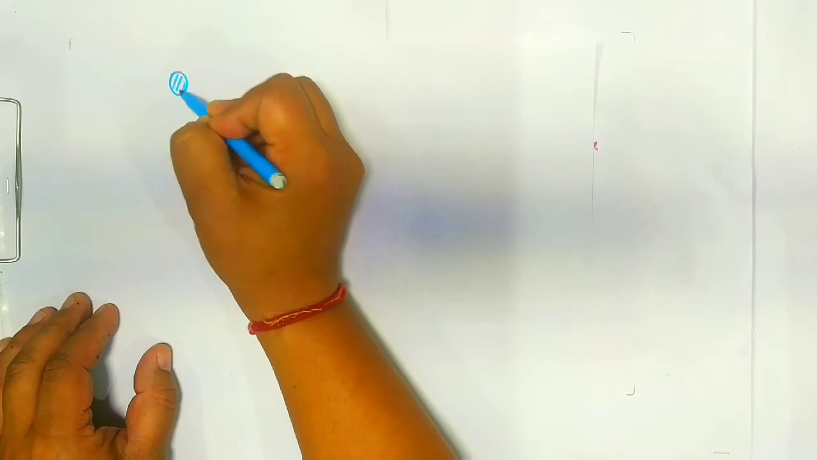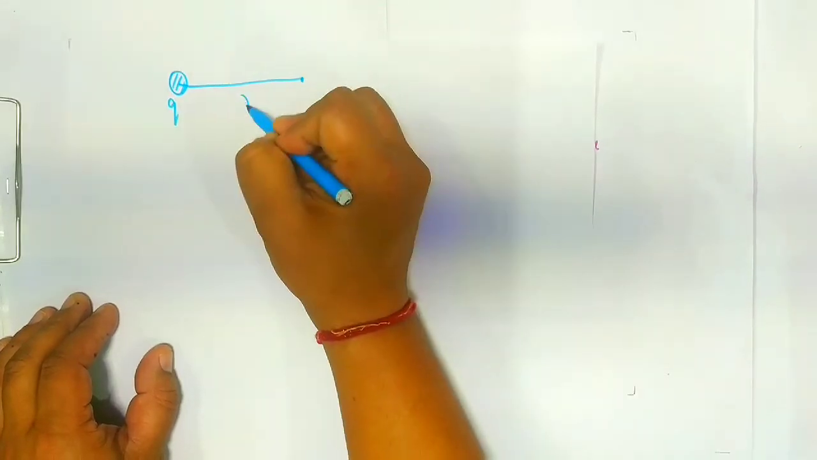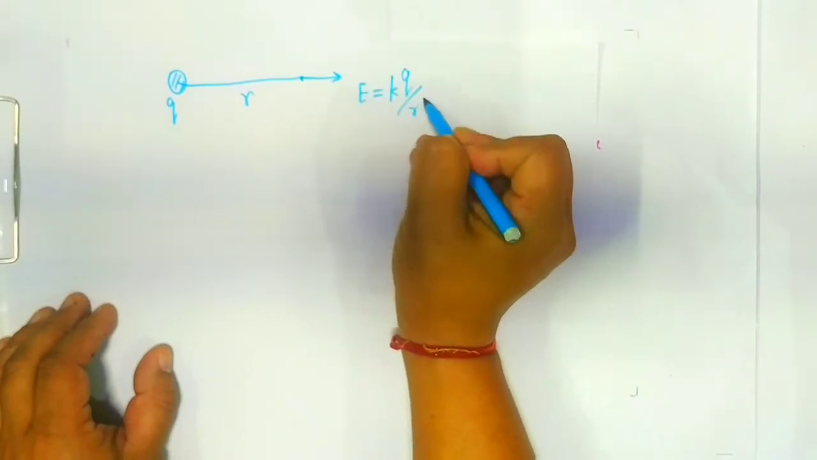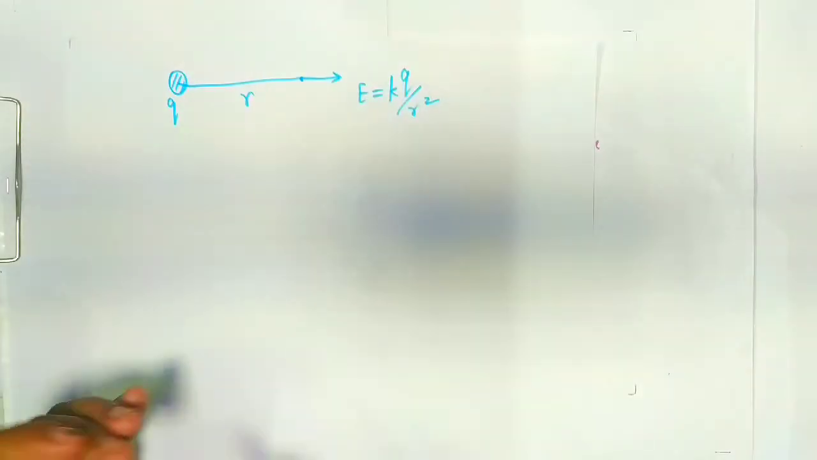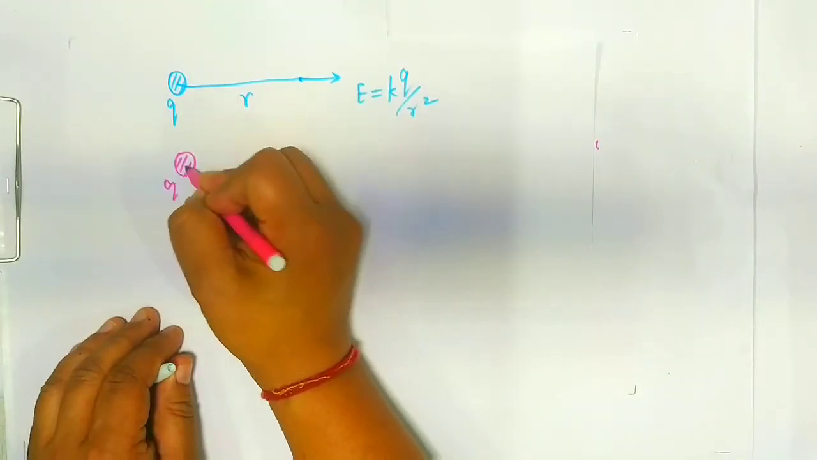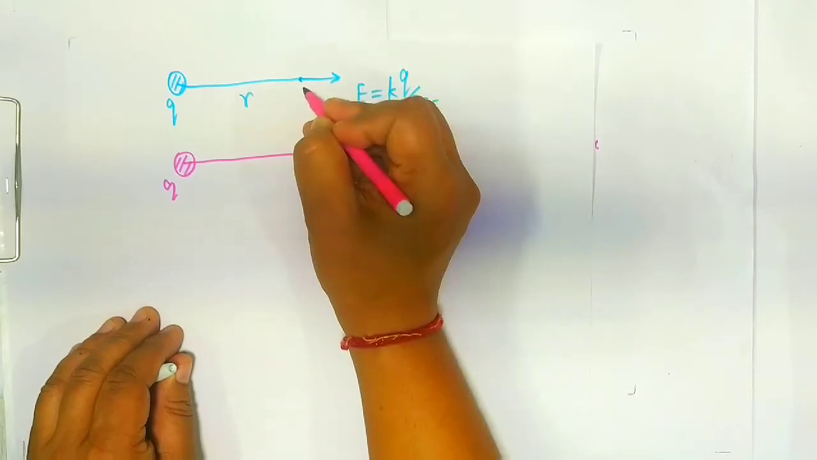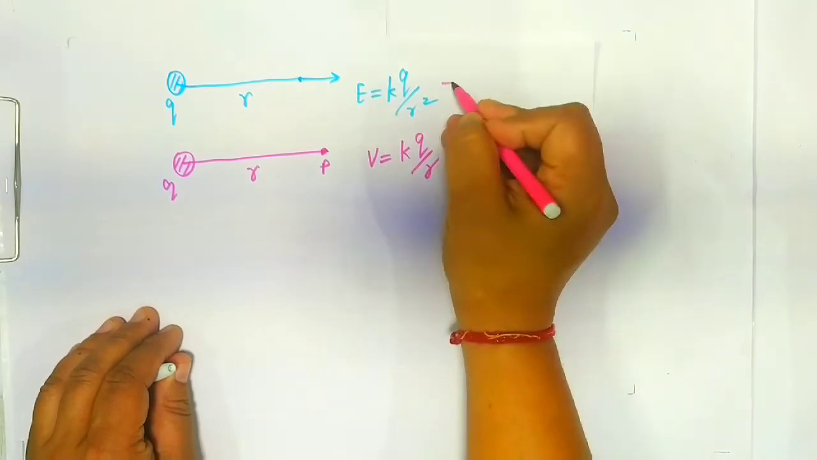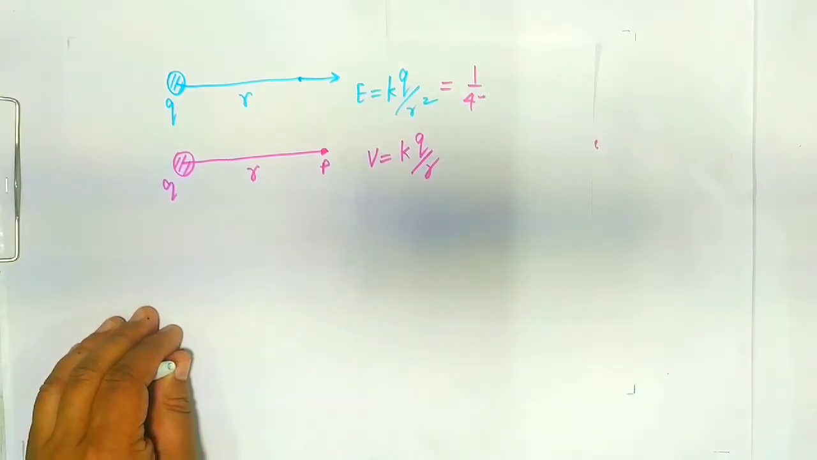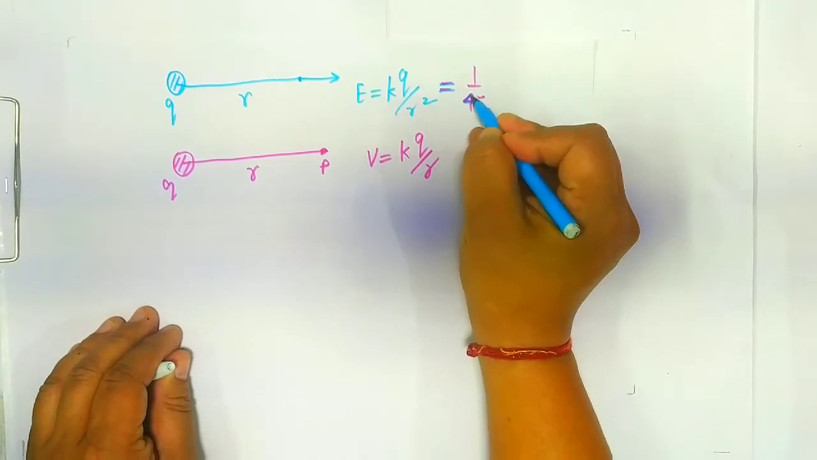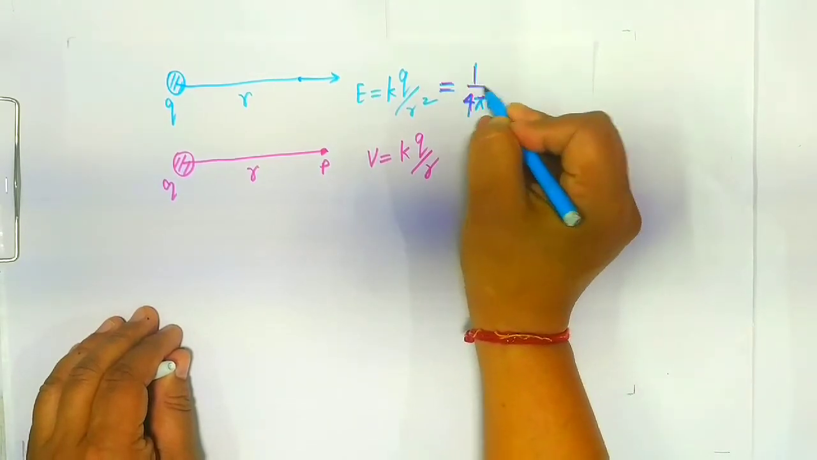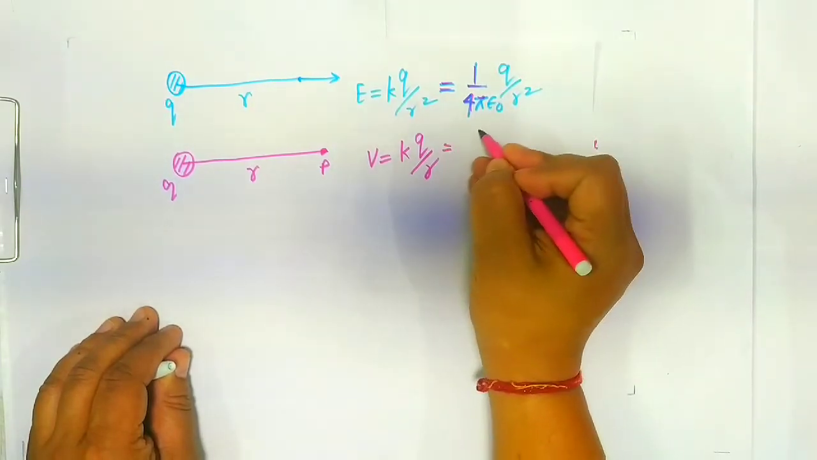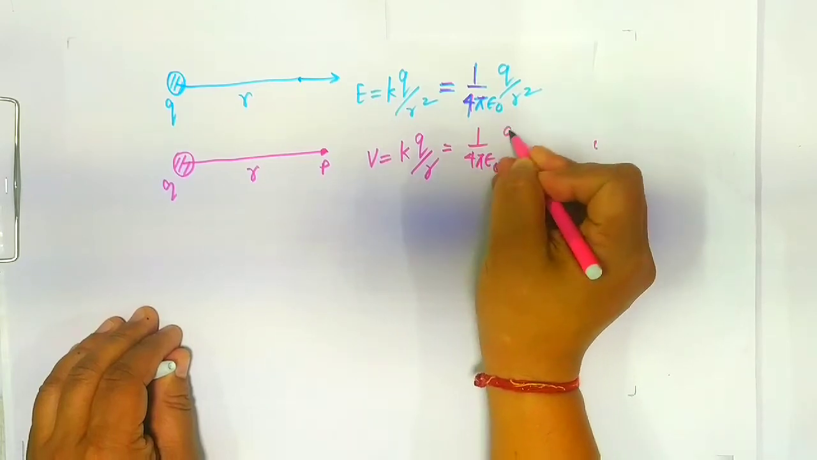Electric field intensity, say this was a Q charge, and if I ask you what is electric field intensity, you will say it's KQ by R square. And if I now talk about the potential at this point, you know it is KQ by R. So the field is 1 upon 4 pi epsilon naught Q by R square, and the potential is 1 upon 4 pi epsilon naught Q by R.